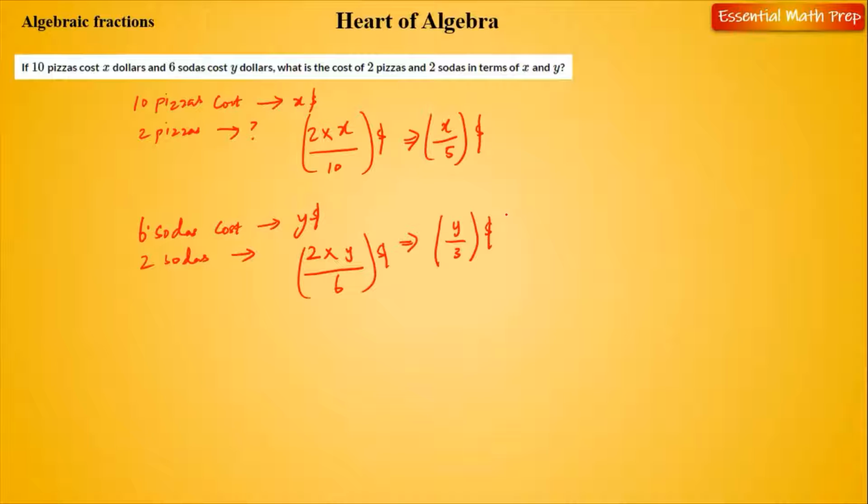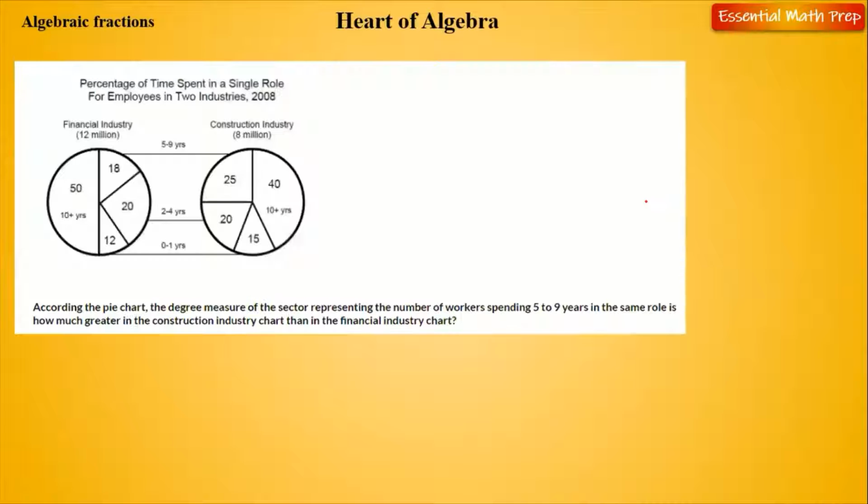So we just have to do one more thing to complete the problem, which is, the question is asking what would be the total cost? So total means you have to add the cost of the pizza and cost of the sodas. So it'll be X over 5 plus Y over 3, right? So the common denominator would be 15. So that means it'll be (3X plus 5Y) over 15 dollars. And that's it. Very, very simple. Let's continue.